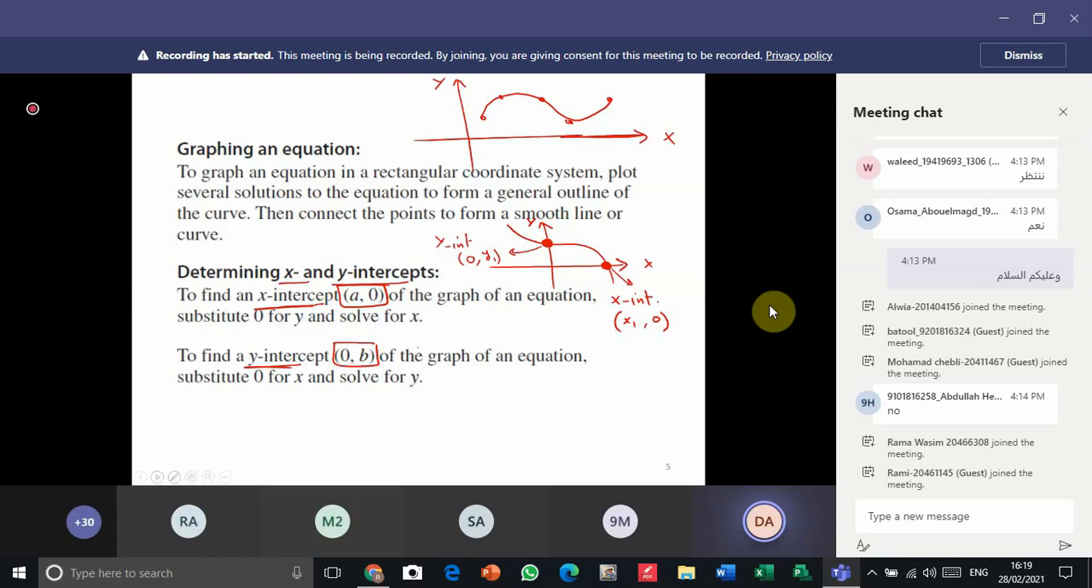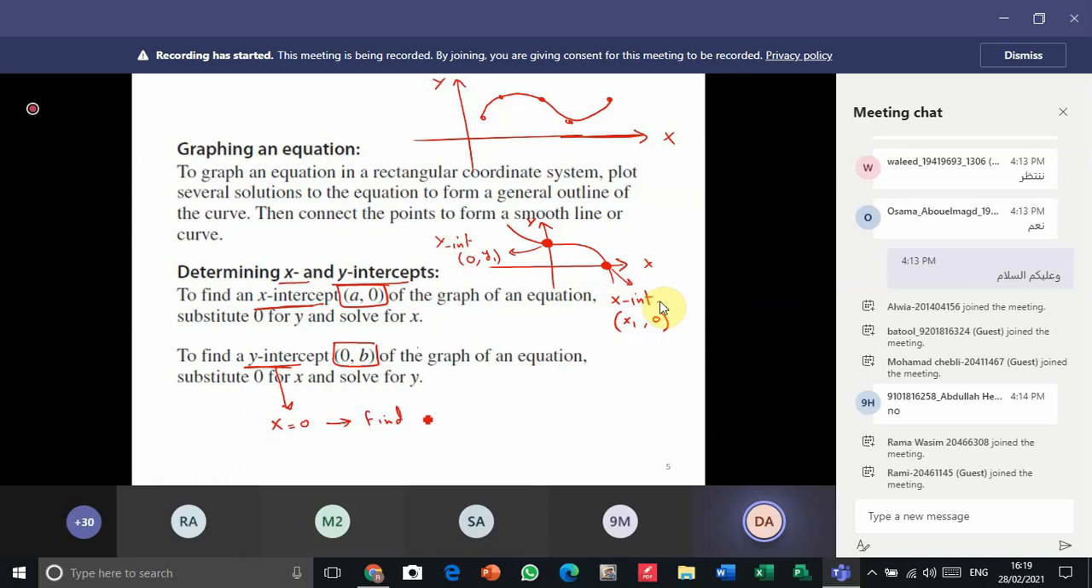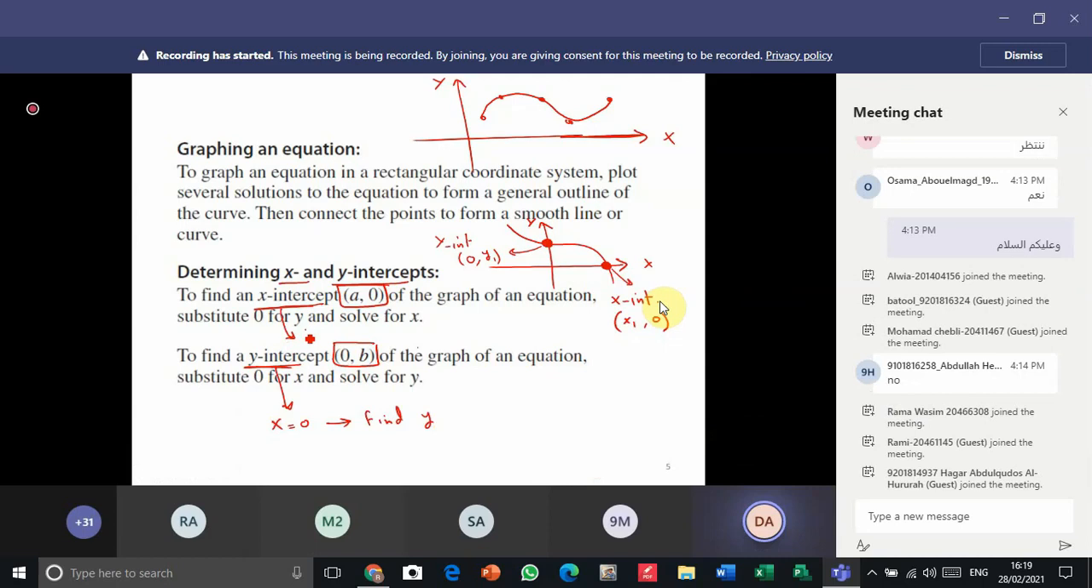To find the x-intercept, put y equals 0 and find the value of x. To find the y-intercept, substitute x equals 0 and find the value of y. So for the y-intercept, always x equals 0 and then find y, but for the x-intercept, put y equals 0 and then find the value of x.